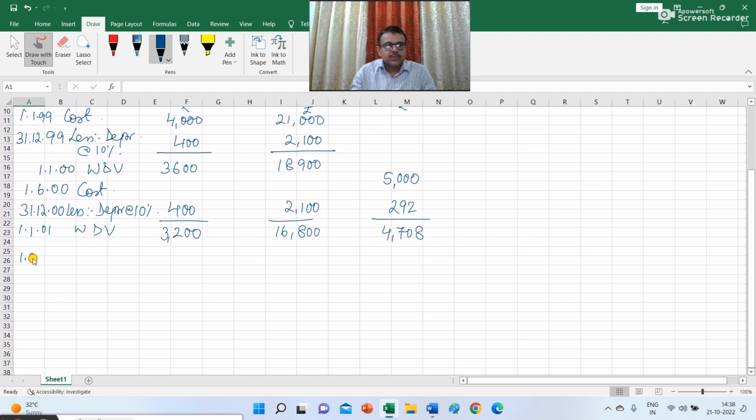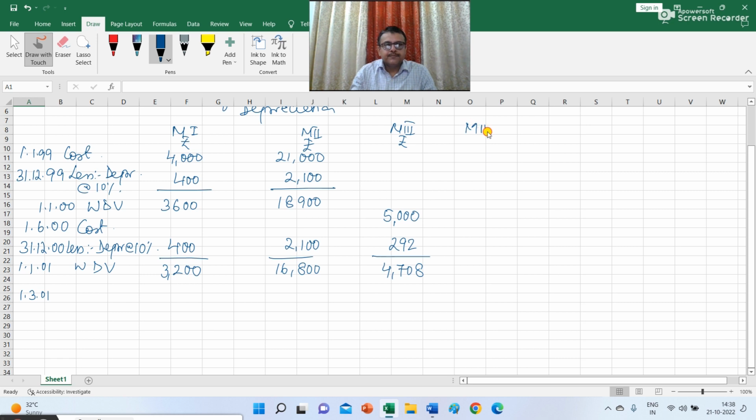Now on 1st March 2001, another machine was purchased. So I name it as M4. And the cost of this machine was rupees 3,200. Now you have to charge depreciation on 31st December 2001 at the rate of 10% on original cost. So 400 will be charged on M1, 2,100 is charged on M2, 500 is charged on M3, and on M4 depreciation will be charged for 10 months, as this machine was purchased on 1st March 2001, and you will get a depreciation of 267.